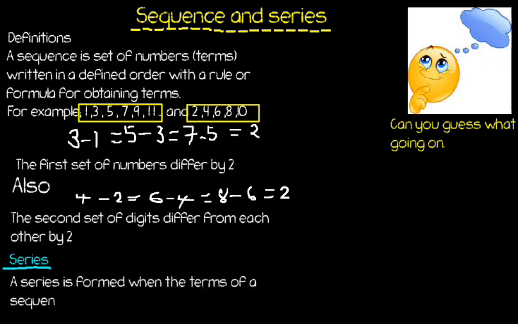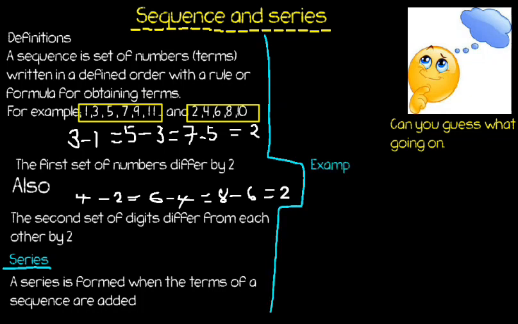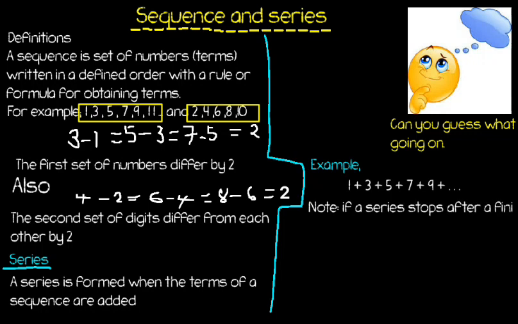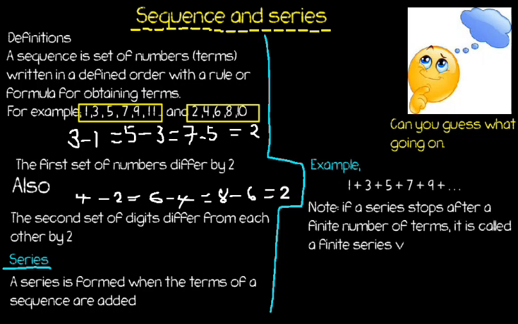So let's look at series. A series is formed when the terms of a sequence are added. For example, let's take the first sequence that we have: 1 plus 3 plus 5 plus 7 plus 9 to infinity. Note that if the series stops after a finite number of terms, it is called a finite series.